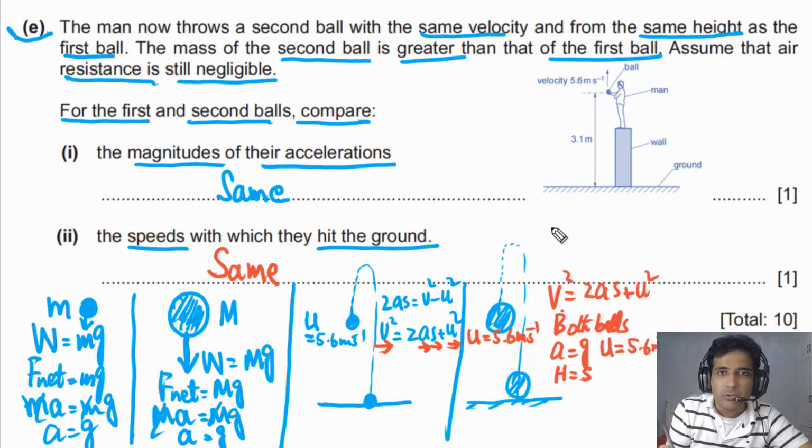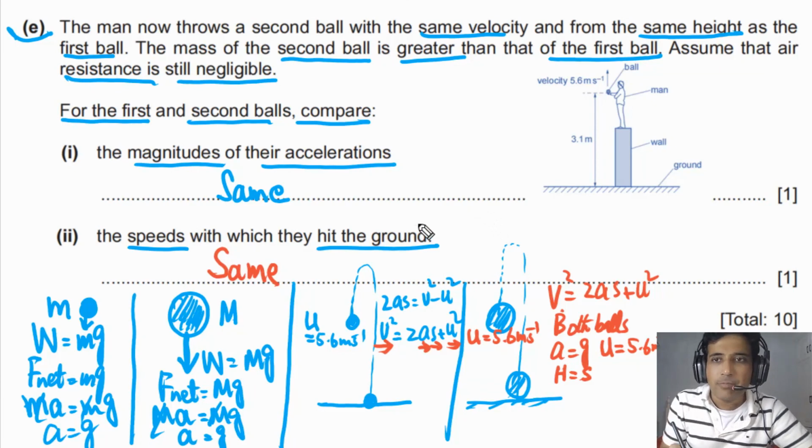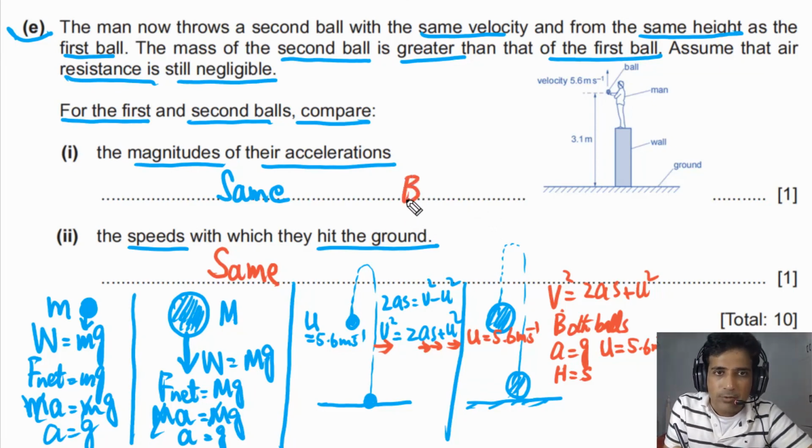This question has only 1 mark, and that is a B mark. If you have written this point, you will get 1 mark, and this also has a B mark. If you have written same or equal, you will get this mark.